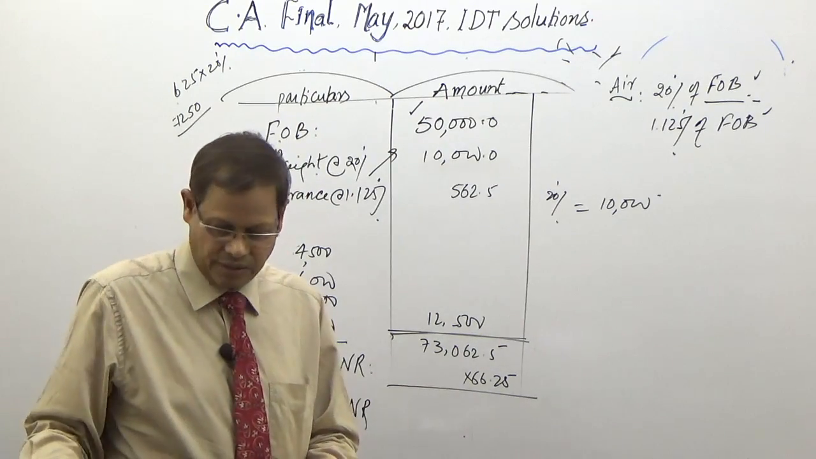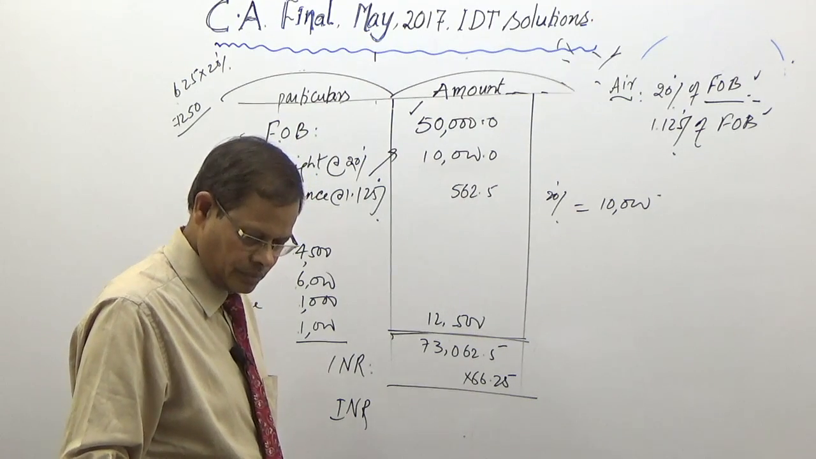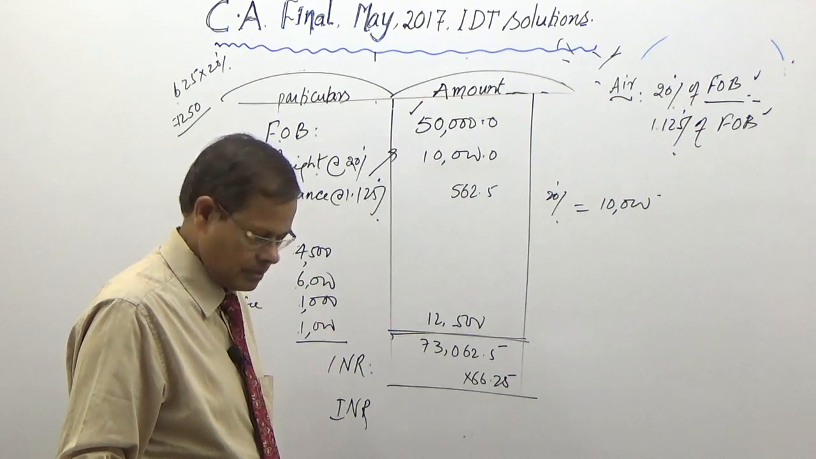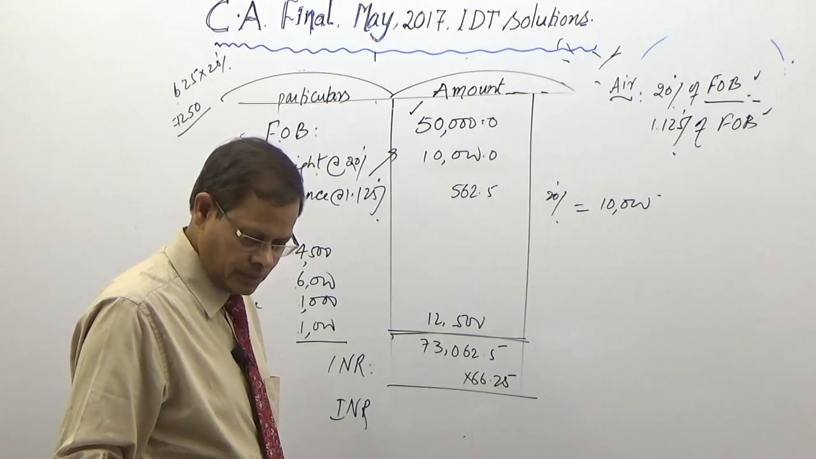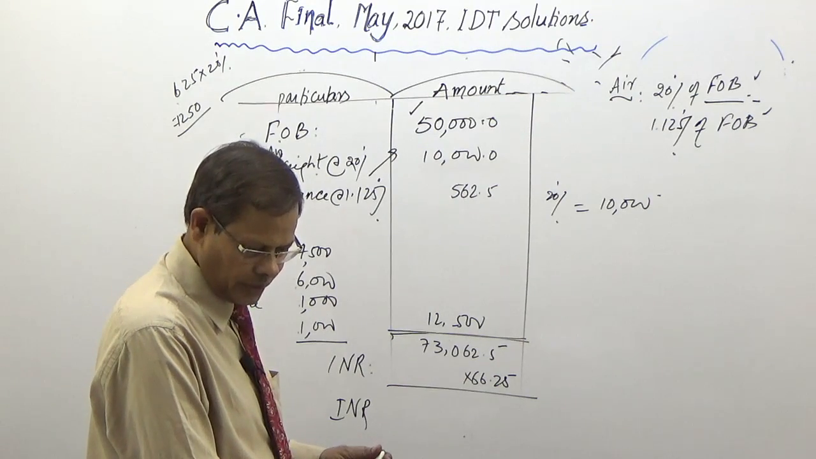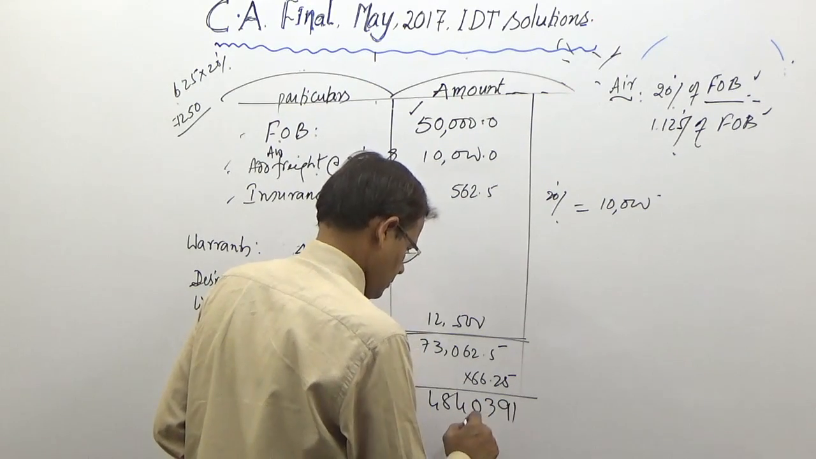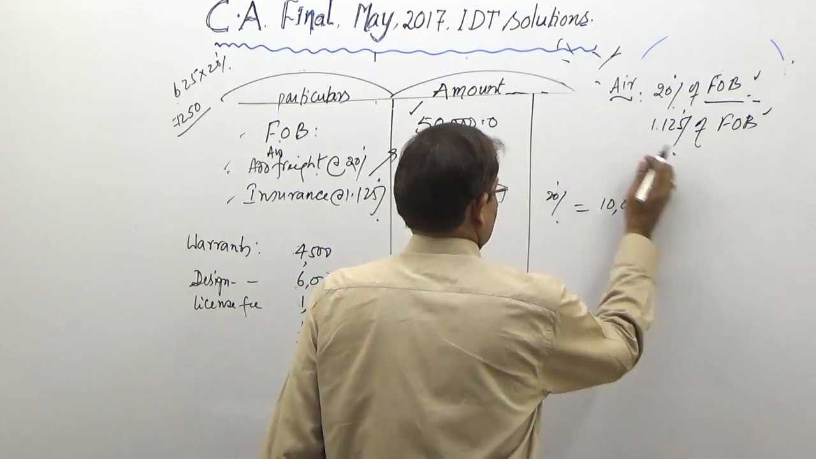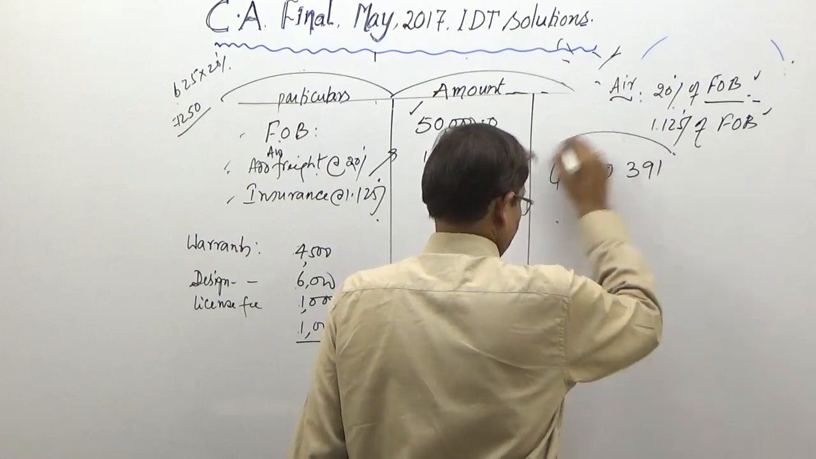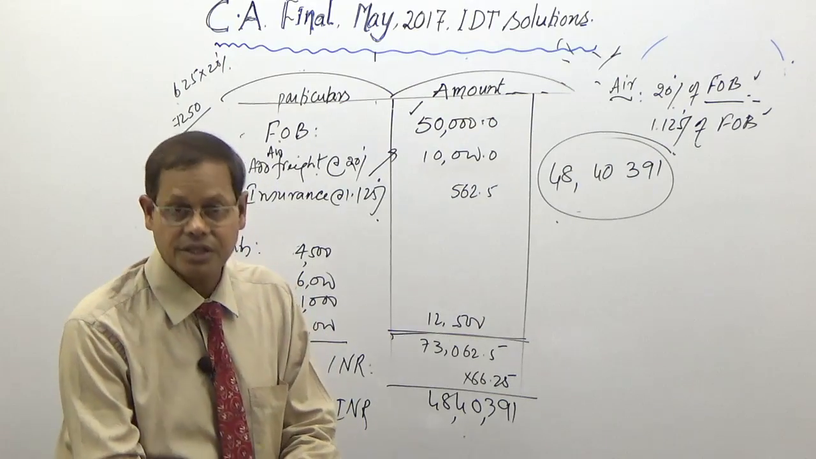So if you multiply this 73,062.5 into 66.25, it is 4840390, rounded off 4840391. This is the assessable value, 4840391, rounded up to the nearest rupee.